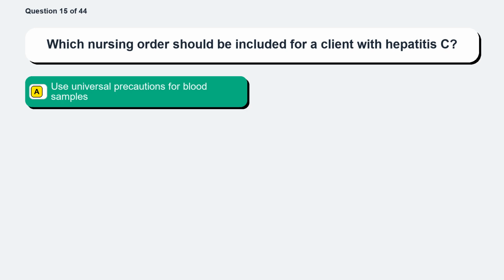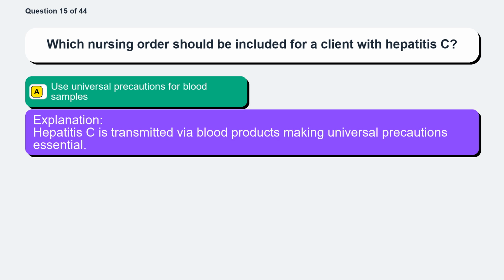The correct answer is option A. Use universal precautions for blood samples. Hepatitis C is transmitted via blood products, making universal precautions essential.